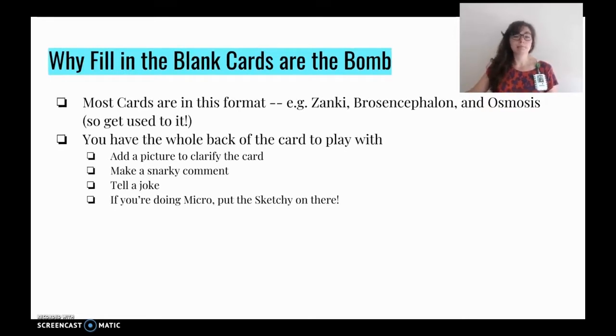The point is, long story short, fill in the blanks leave you with a lot of options for adding additional resources and wisdom. So if you want to make fill in the blanks, here's a few style tips from my experience.